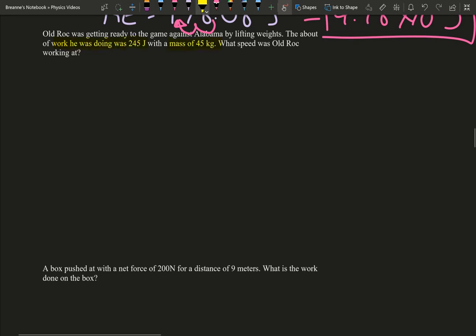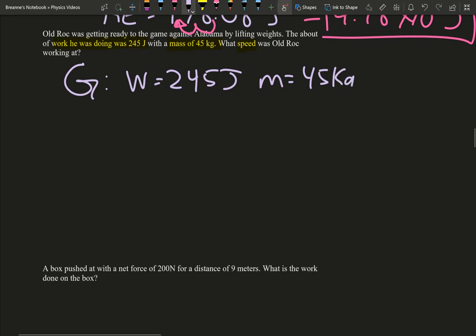His mass is about 45 kilograms, and we're looking for speed. So if we're doing our givens, we know W equals 245 joules. Our mass is 45 kilograms, and our unknown is velocity. So what equation has work, mass, and velocity in it?